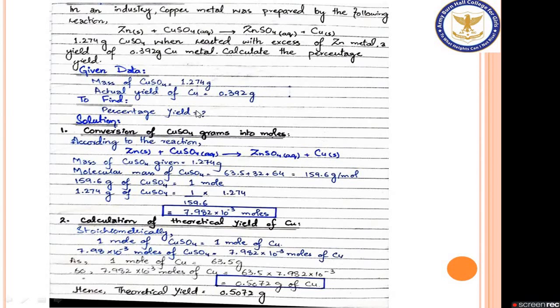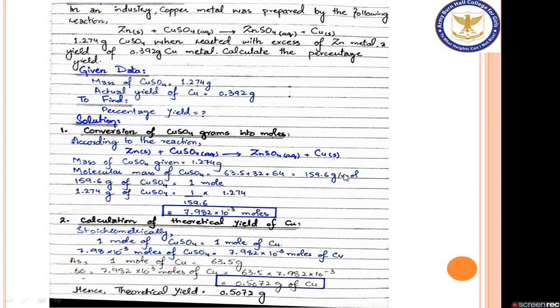For solving this numerical problem, as the copper sulfate is given in grams, first we have to convert the quantity of copper sulfate into moles. According to the reaction, 1 mole of zinc reacts with 1 mole of copper sulfate, and we will have the formation of 1 mole of zinc sulfate plus 1 mole of copper. The given mass of copper sulfate is 1.274 grams, and the molecular mass of copper sulfate, if we calculate, comes out to be 159.6 grams per mole.